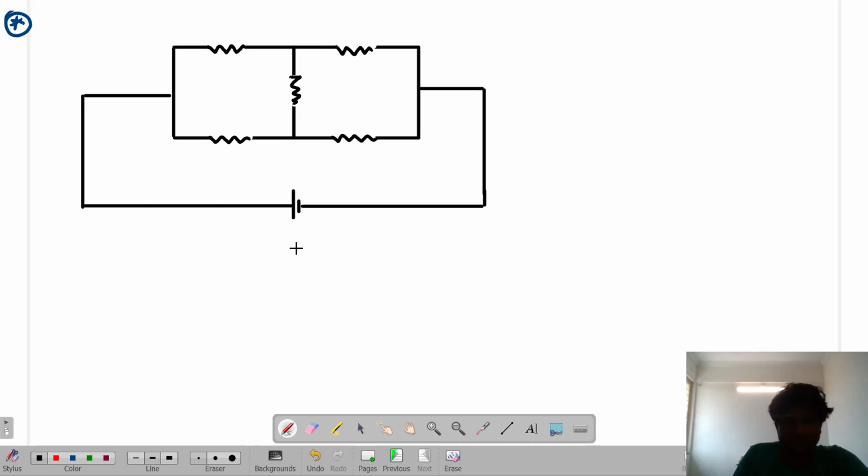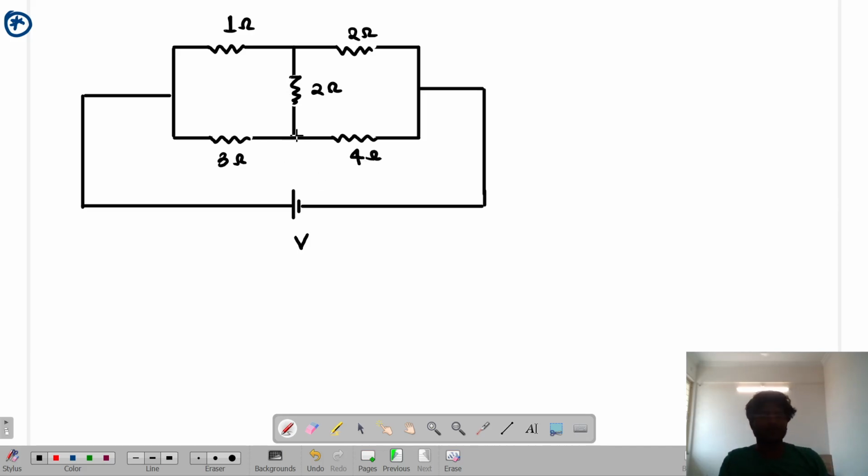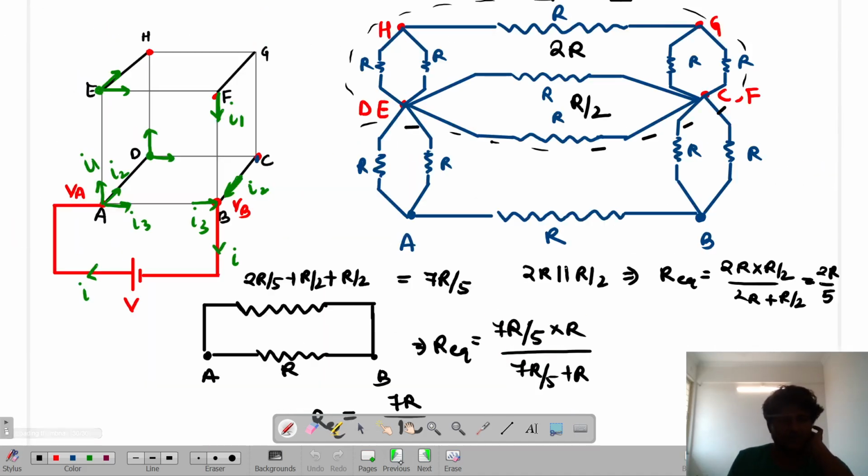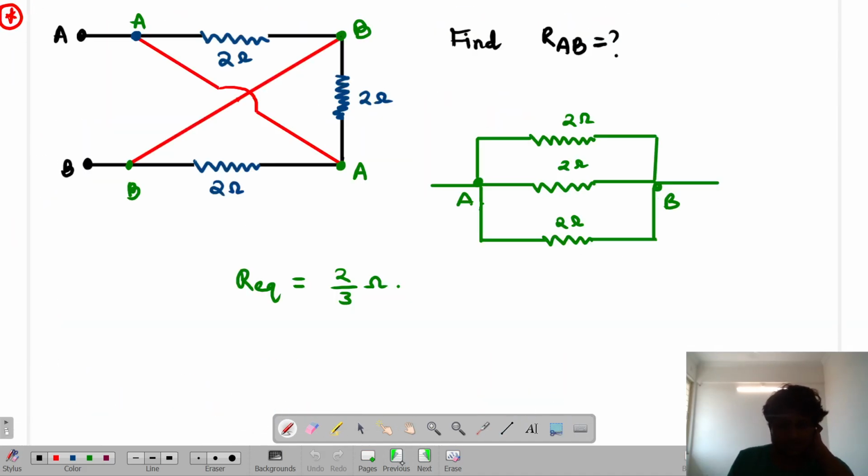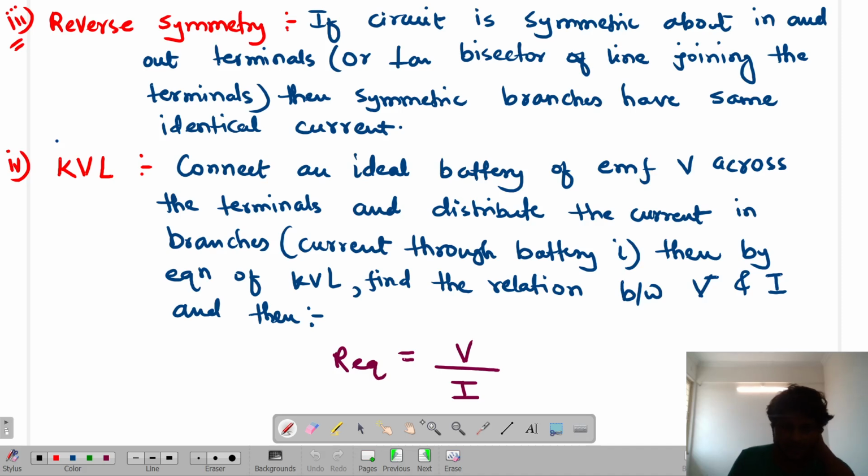Okay. So this is B, 1 ohm, 2 ohms, 3 ohms, 4 ohms, and 2 ohms. Now, many people will think that I can apply that Wheatstone bridge, but it will not be applied because R1, R4 is not equal to R2, R3, isn't it? So to solve these kind of problems, we apply that fourth process, Kirchhoff's law to find the equivalent resistance, which is called KVL.